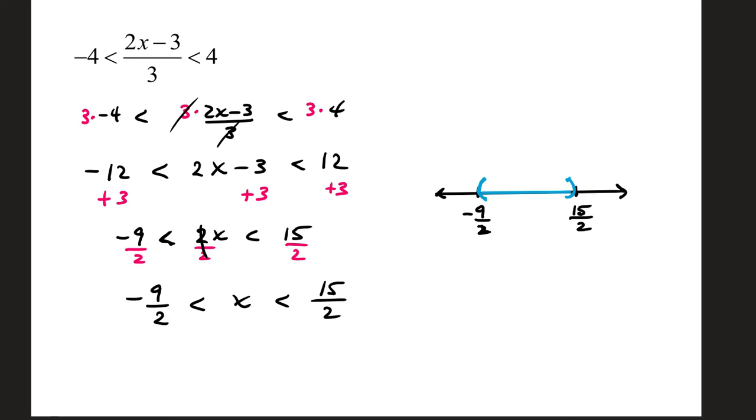Notice I leave these as fractions. If the numbers don't divide cleanly or evenly, I just leave them as an improper fraction. It's totally fine. But once you get x by itself in the middle, you've got your key numbers. Plot both of those. So -9/2, I've got it marked off. 15/2 is marked off. Neither symbol is underlined, so parentheses at each key number and shade in between.